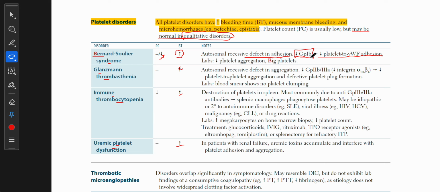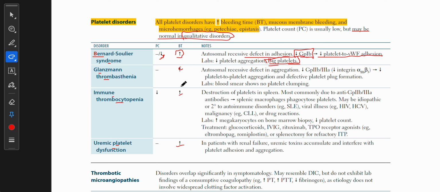And decreased platelet to von Willebrand factor adhesion. There is also a disease called von Willebrand factor disease. We will talk about this in this session. And also the lab findings are decreased platelet aggregation, and big platelets can occur. In Bernard-Soulier syndrome, there are big platelets. B for Bernard-Soulier, B for big platelets.